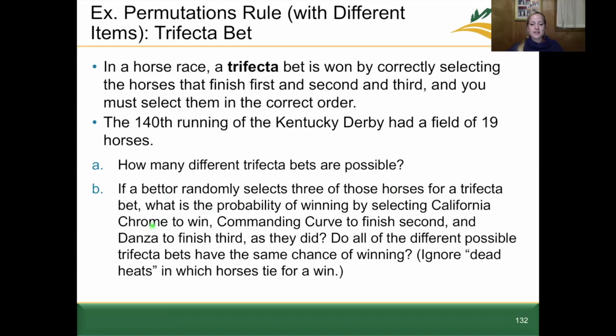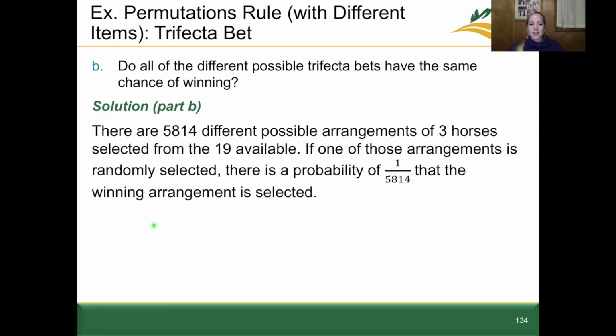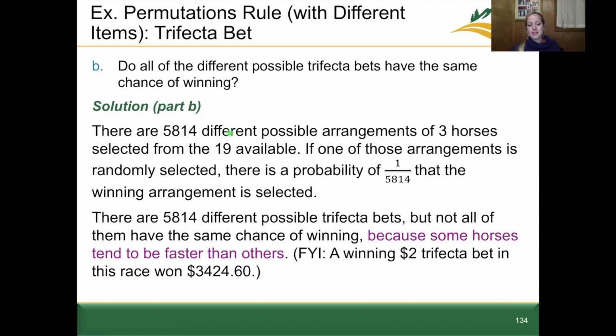Well, here from the last part A, we just calculated there are 5,814 different possible arrangements of those 3 horses selected from the 19 horses that ran that race. If one of those arrangements is randomly selected, there's a probability of 1 out of 5,814 that the winning arrangement is selected. However, we're always thinking critically in statistics, so here we're talking about the probability of different horses. Well, there's other factors here that are at play.